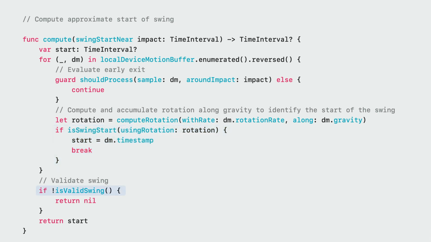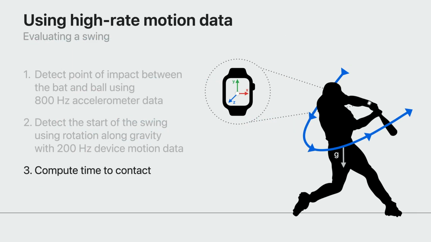As a final check, I'll validate the swing we detected. Here, I can look at the accumulated rotation along gravity during the swing and confirm it's within expected thresholds. And with that, I can return the start timestamp I detected. This brings me to the final step, step 3, where I now have everything I need to compute time to contact. Let's go back to our initial feed function.